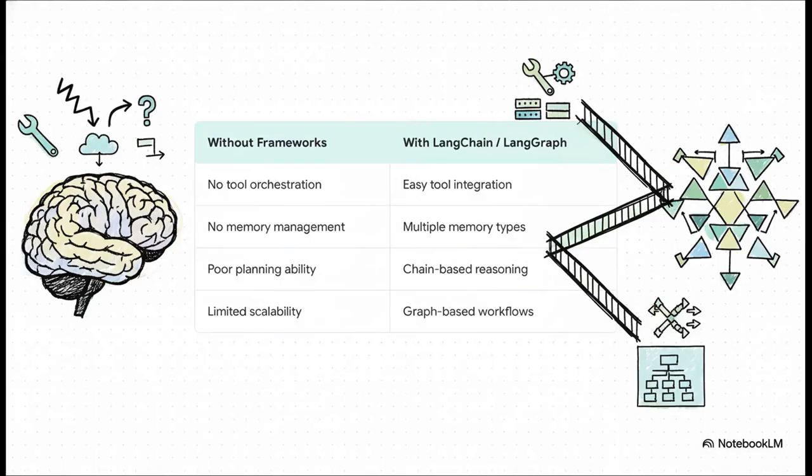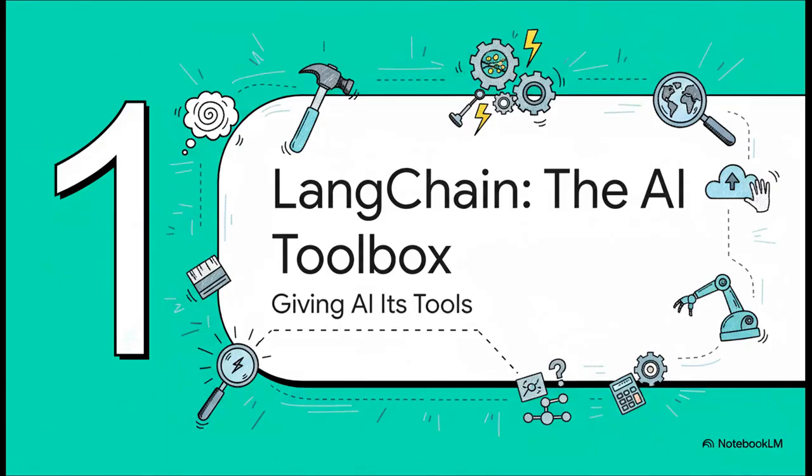Yeah, this slide right here really nails the problem. A raw large language model is like a brilliant brain, but it's a brain in a jar. It's powerful, but it can't interact with the world. It can't manage tools or remember things on its own. And that's exactly where frameworks like LangChain and LangGraph come in. They are the bridge connecting that powerful brain to the real world, turning it into an agent that can get things done.